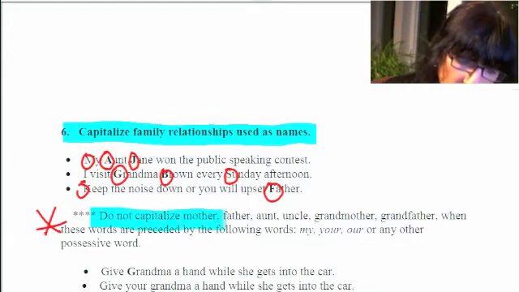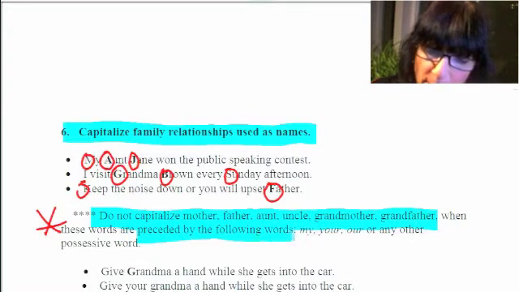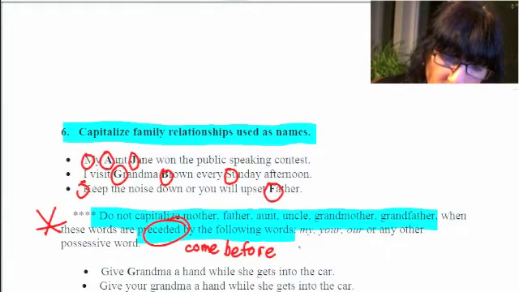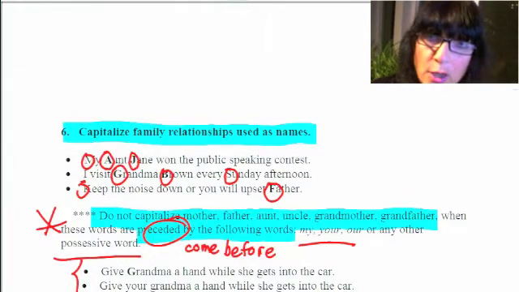Now note this rule here, that you do not capitalize the words mother, father, aunt, uncle, grandmother, grandfather when these words are preceded by the following words. Preceded means these words come before. That's what preceded means. So the words my, your, our, or any other possessive word, if they come before the noun mother, father, aunt, uncle, you would not capitalize those words.